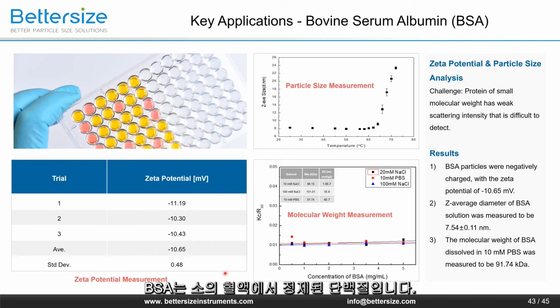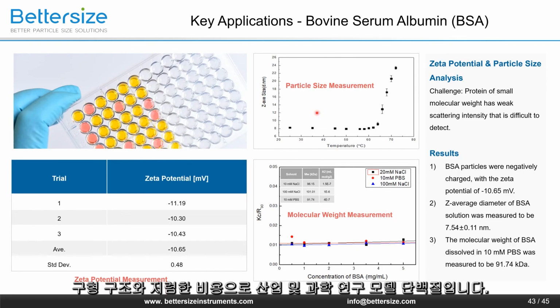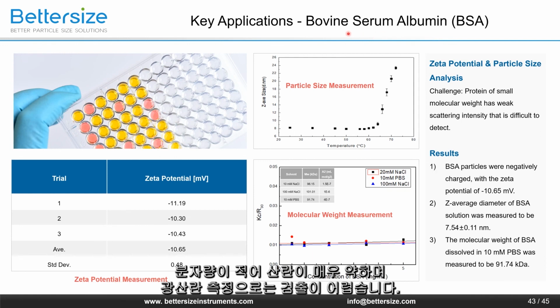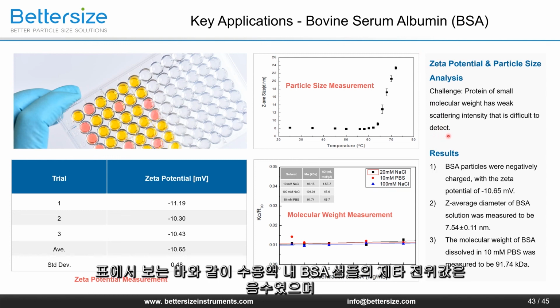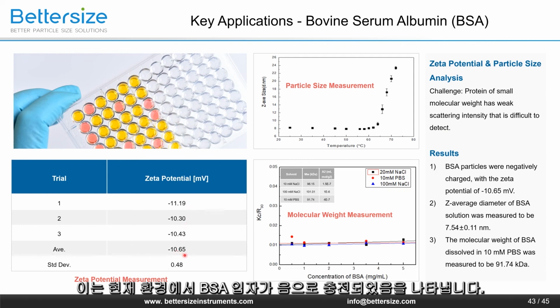BSA is a protein purified from bovine blood. Because of its spherical structure and low cost, it is a model protein in industry and scientific research. It has very weak scattering due to its low molecular weight and is hard to detect for light scattering measurements. In this application, 3 measurements of the BeNano were performed. As shown in this table, the zeta potential value of BSA sample in an aqueous solution was negative, indicating that the BSA particles were negatively charged in the current environment.